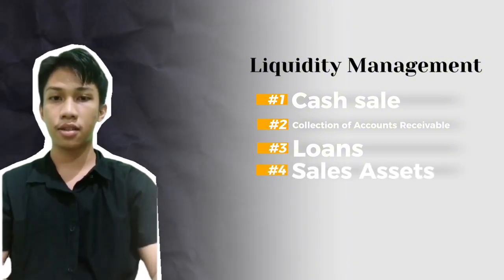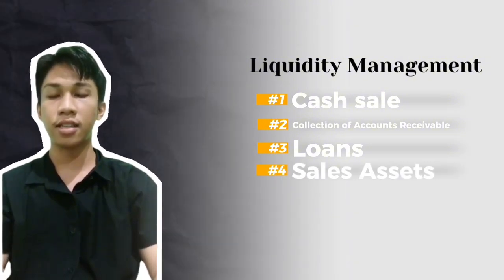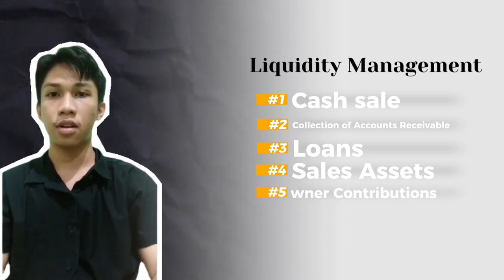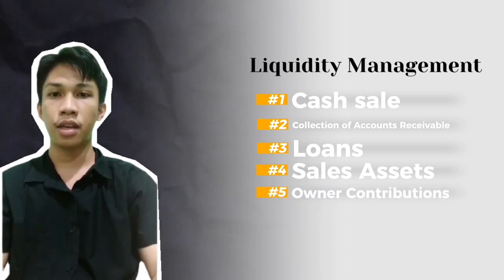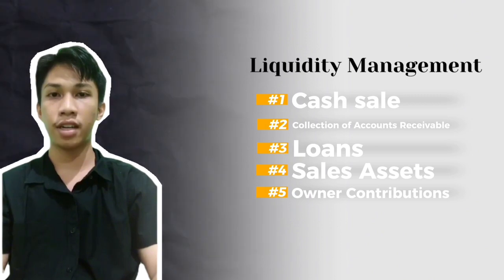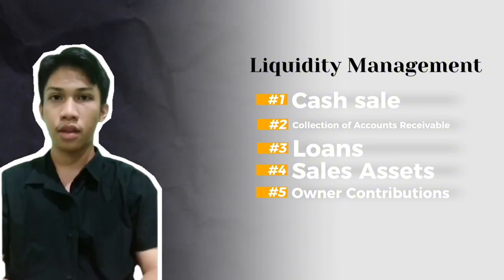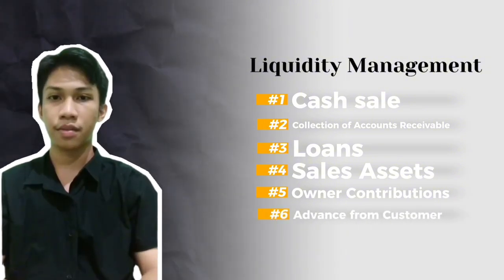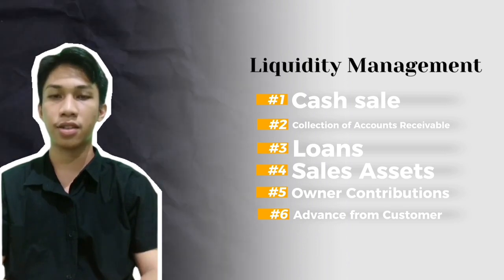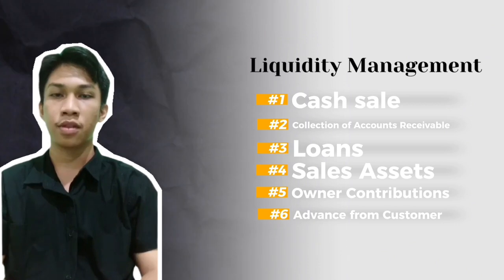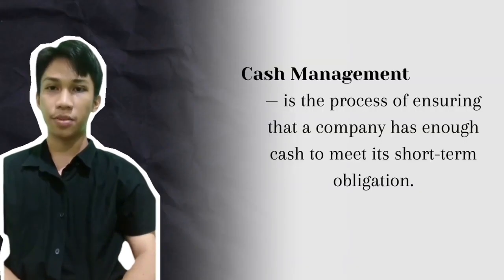Sale of assets. It involves selling non-essential assets. Owner contribution. It's a source of internal financing that can be used to cover short-term cash flow needs. Advance from customer. It's financing that is typically provided by the customer to help the supplier cover the cost of production.